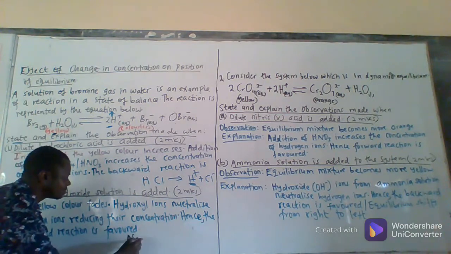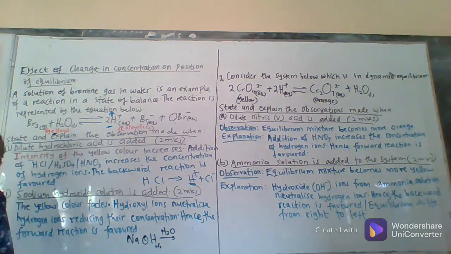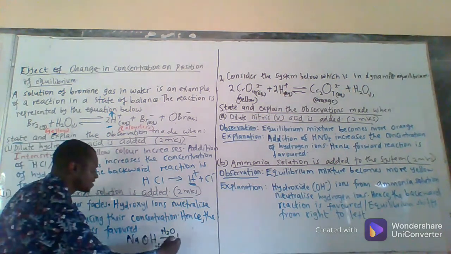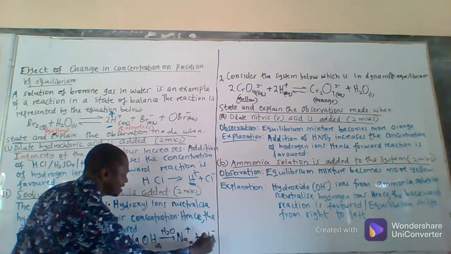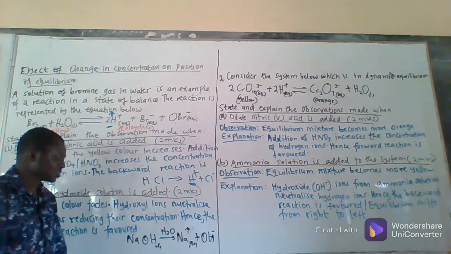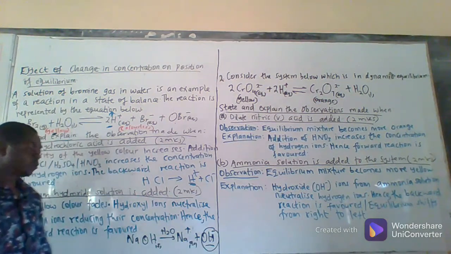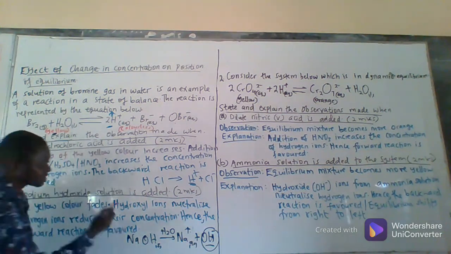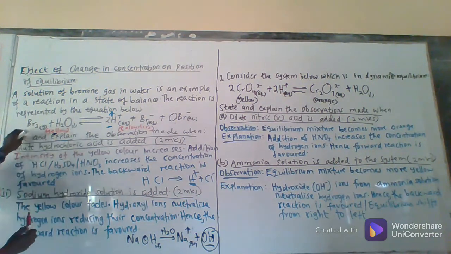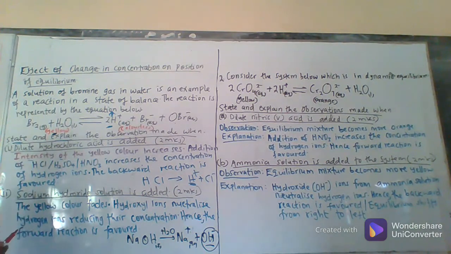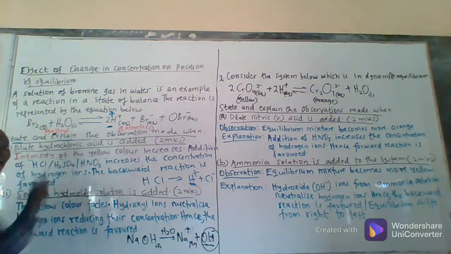Sodium hydroxide solid, when you dissolve it in water, is going to ionize to form sodium ions and hydroxide ions. Since water is polar, the sodium hydroxide is going to ionize to form sodium ions and hydroxide ions. Now, looking at this system, when you add sodium hydroxide, it's like you're adding hydroxide ions to this system. And when you look at the whole of this equation, the only thing that can comfortably react with hydroxide ions is the hydrogen ions.